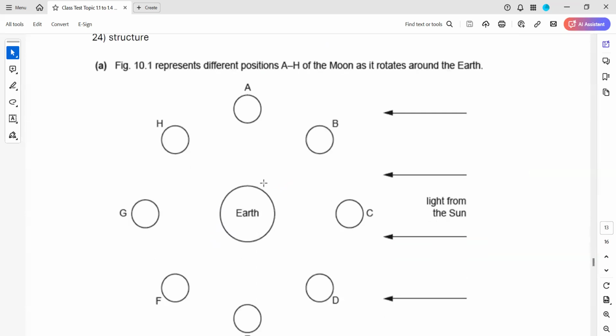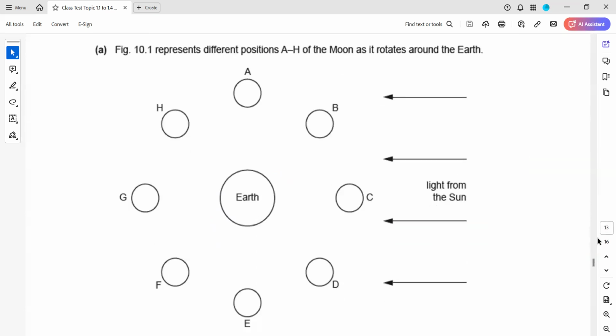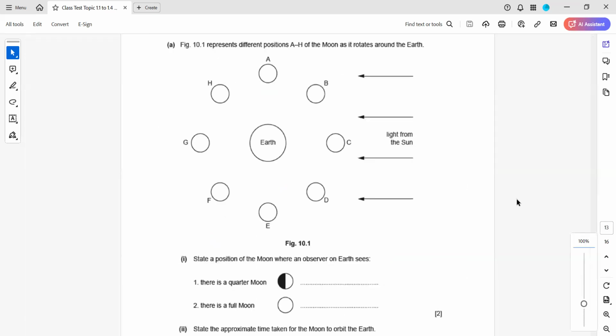Then figure 2.1 represents different positions of the moon. So first, when we check the position of the moon, we'll have a new moon or full moon, you can also say. At this position, we'll have a crescent.